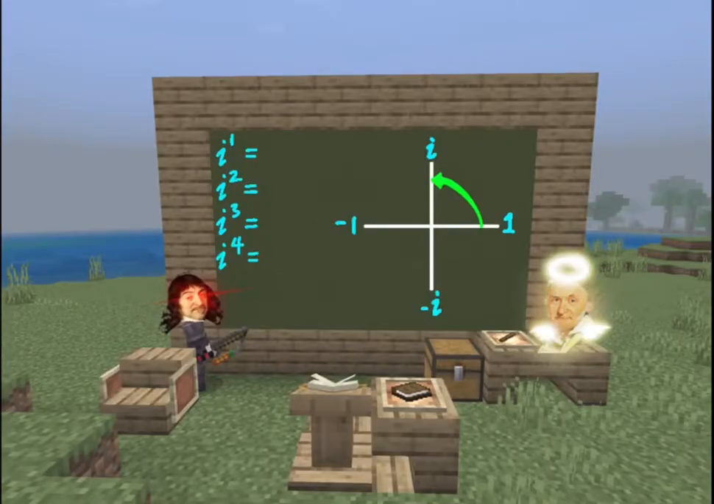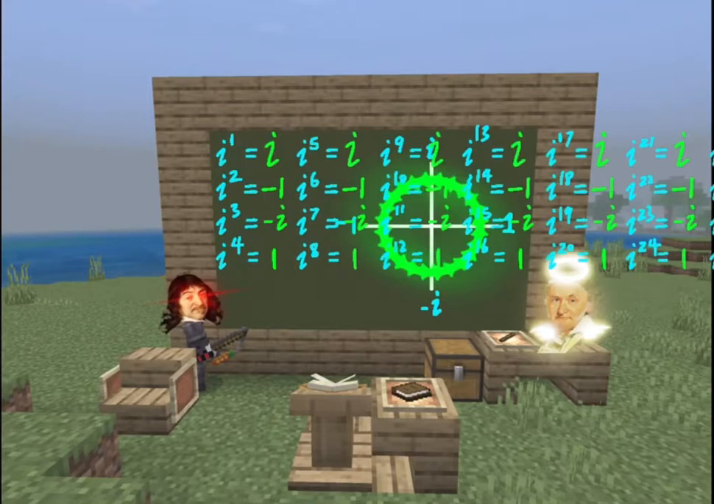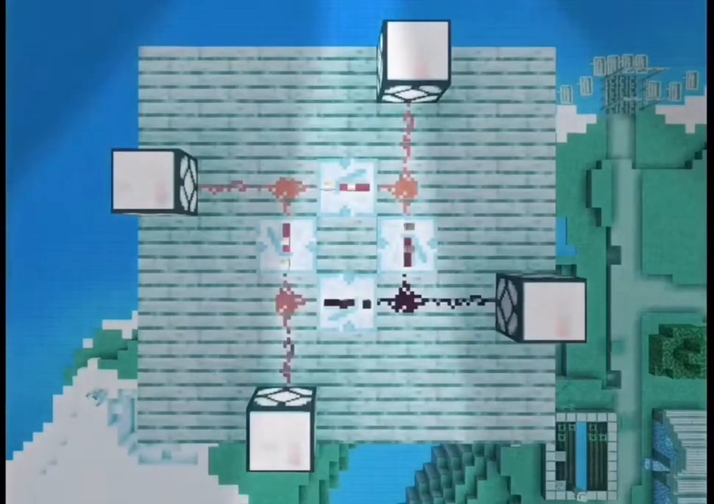Unlike the powers of real numbers, the powers of the imaginary unit only have 4 possible values. i to the power of 1 equals i, i to the power of 2 equals -1, i to the power of 3 equals -i, and i to the power of 4 equals 1. And let's start over again. i to the power of 5 equals i, i to the power of 6 equals -1, i to the power of 7 equals -i, and so on.